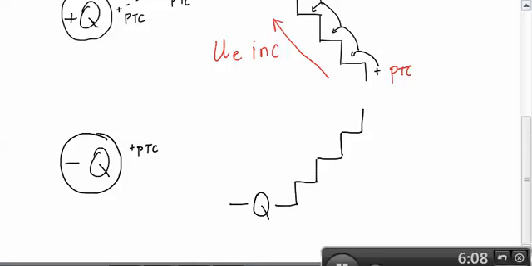So our positive test charge, our PTC, as it goes up the stairs here, what's happening to the potential energy? Yeah, we have an increase in electric potential energy.